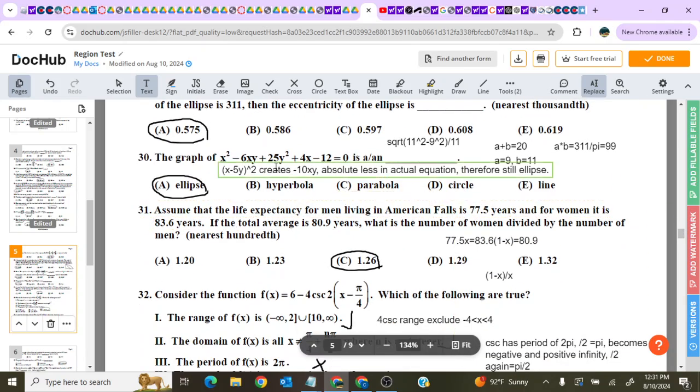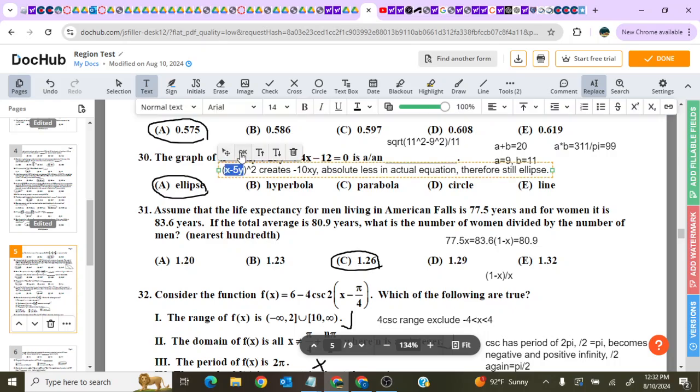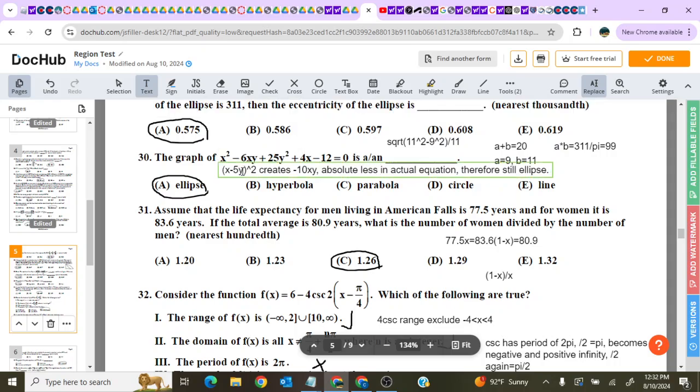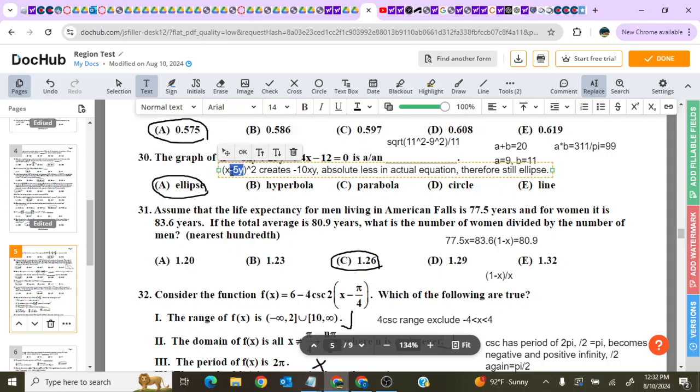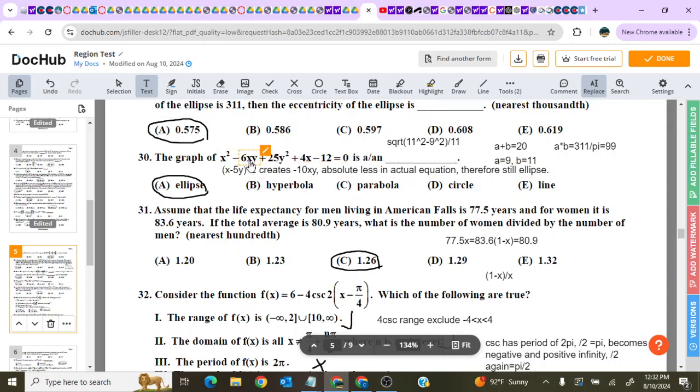The graph of x squared minus 6xy plus 25y squared plus 4x minus 12 is what? Well, we have this xy term, and as you can see, since this x squared and y squared are both positive, it starts out as an ellipse. So I explained it a bit more in my district test, or maybe it was invitational B, but you kind of bring it down to figure out what could possibly get you the xy that's shown.